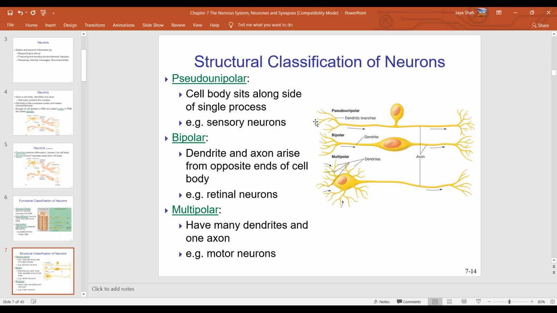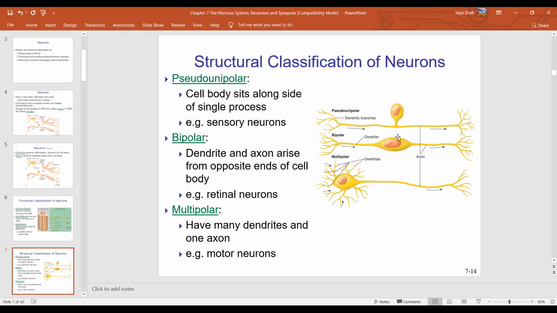You see here, these are the dendrites bringing impulse towards the cell body, and then axons taking it here. So this end of your pseudo-unipolar neurons is in the tip of your finger or tip of the great toe. And then outside the spinal cord, you have the cell body, which is in sensory ganglia. And from there, this axon passes all the way through the spinal cord to the brain, and then it gets into your sensory area of the brain. That's why it is almost 6 feet long. Okay. The cell body sits along the side of a single process, and they are sensory neurons.